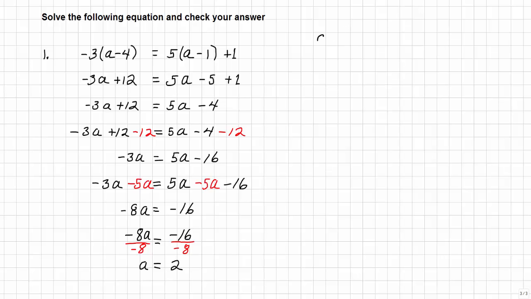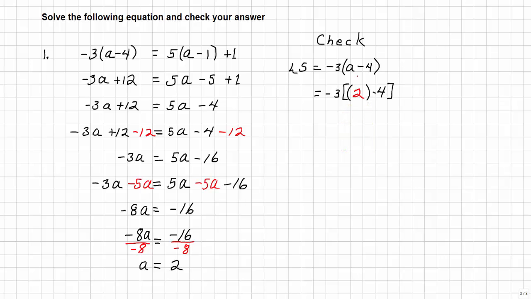To do the checks for this equation, you substitute a equals 2 into the left side and right side of the original equation separately. When I do substitutions, I always put the value I'm substituting in brackets. In order to avoid confusion, in this case, I'm putting the original brackets as square brackets and the new brackets as round brackets. You're not required to do this. I just think that it saves some confusion.